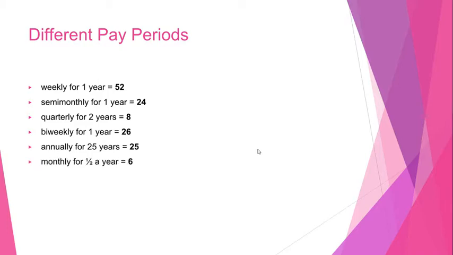Monthly for half a year. If you're getting paid every month, that's once a month, and there are 12 months in a year, so we're doing half a year, which means we're only doing 6 months out of the 12 months in a year. Bi-monthly for 2 years. Bi-monthly is every other month, so that means we're doing 6 out of the 12 months a year, and since we're doing it for 2 years, 2 times 6 is 12.